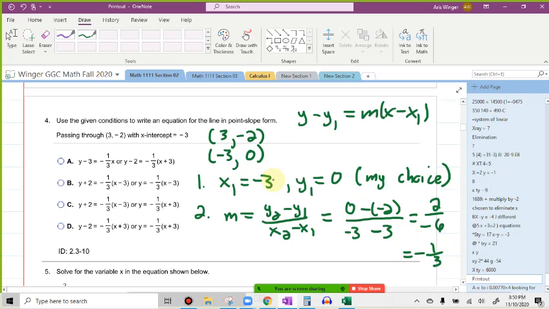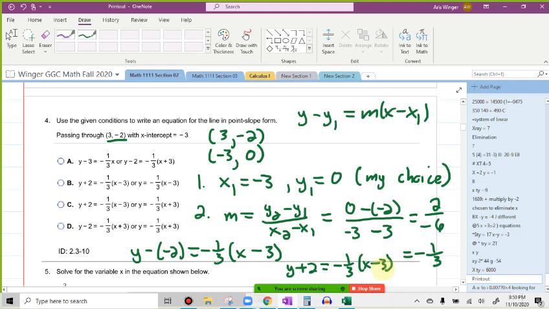All right, so it looks like they want to use a different point, so let's use the point they have. So then it's y minus negative 2 equals negative 1/3 times x minus 3. Y plus 2 equals negative 1/3 times x minus 3. Right, so that means it's not this one. It's not this one. So it's either B or C, and now we just need to solve a little bit more.